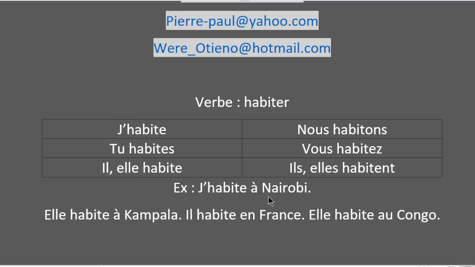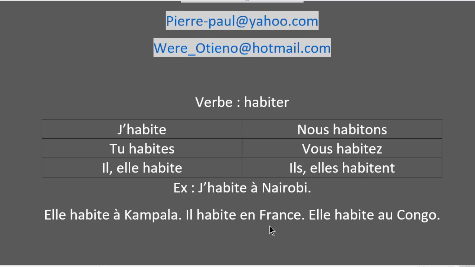When we are talking about names of towns, Nairobi, Kampala, Kinshasa, Paris, names of towns do not take any articles in front of them. So this à, which means at, just takes the name. You just say à Nairobi, à Kampala. Remember when we did the list of countries, we talked about countries that were either masculine or feminine. Towns are neither masculine nor feminine. So these are the few exceptions where a noun in French is neither masculine nor feminine.